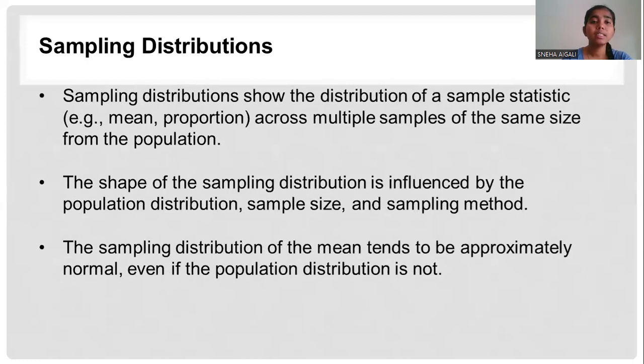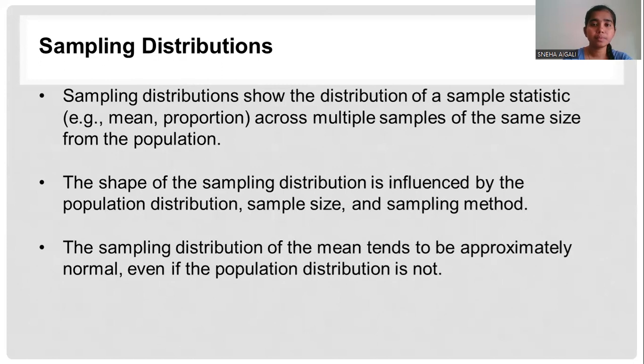Next up, we have sampling distributions. Sampling distributions show the distribution of sample statistics, for example the mean or proportion, across multiple samples of the same size from the population. The shape of the sampling distribution is influenced by population distribution, sample size, and sampling method. The sampling distribution of the mean tends to be approximately normal, even if the population distribution is not.